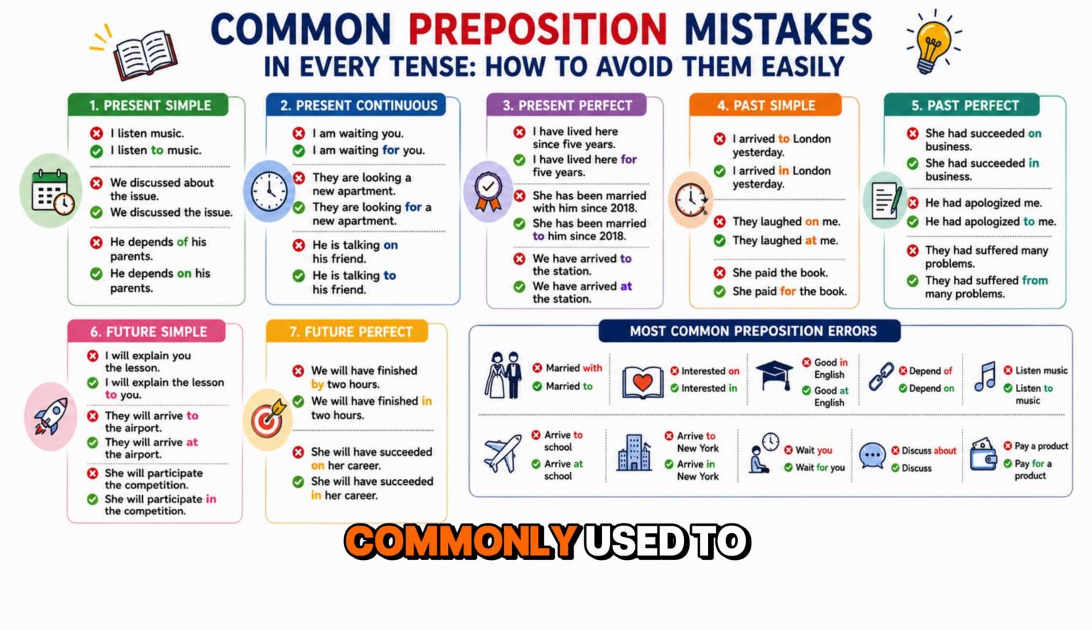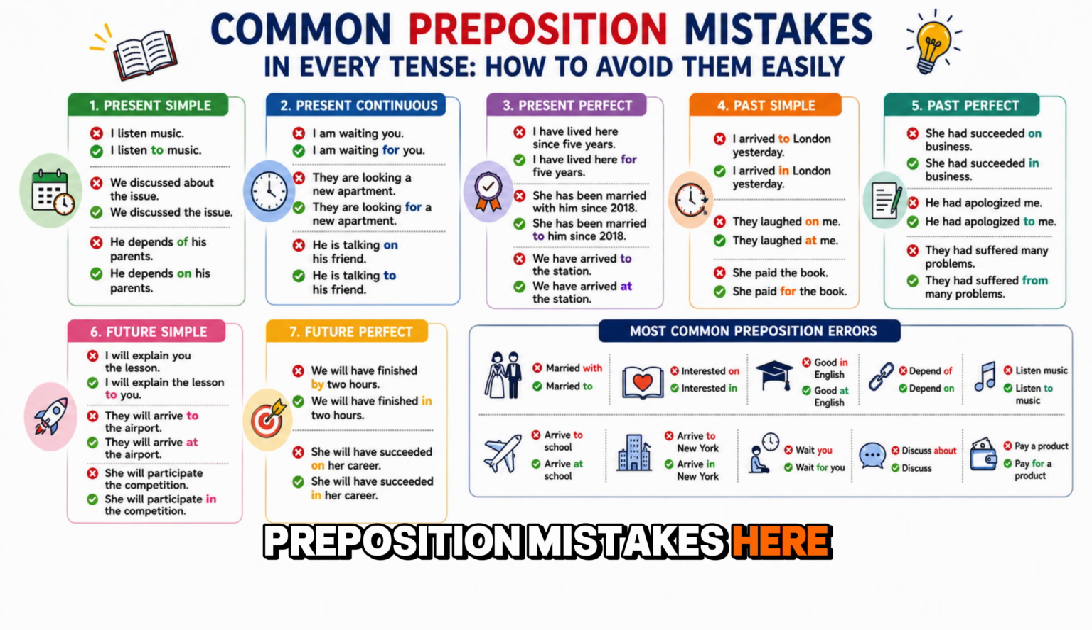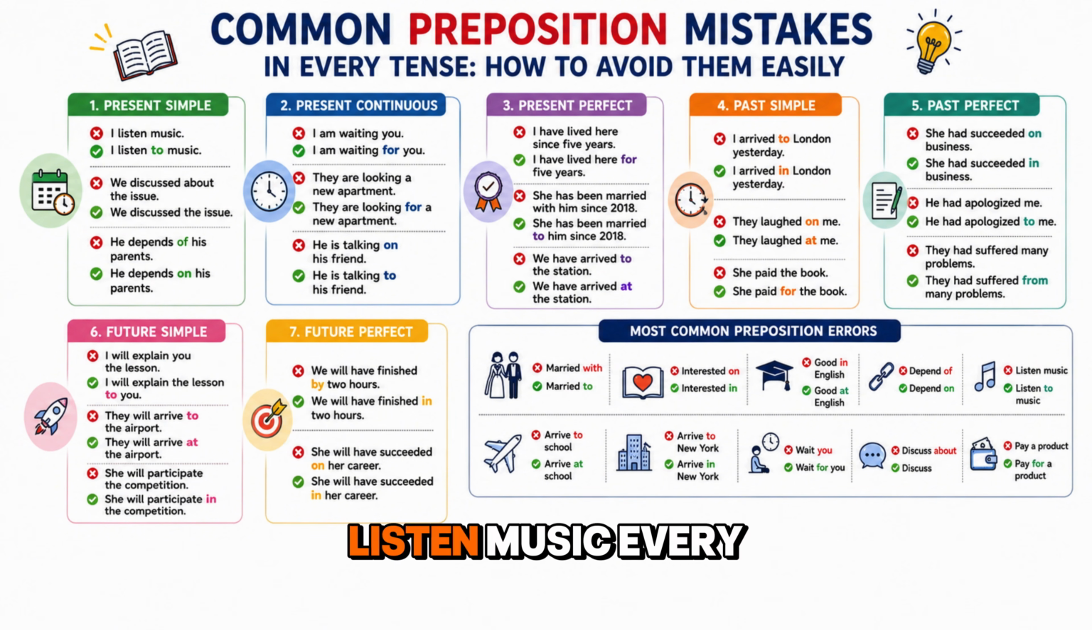This tense is commonly used to talk about habits, routines, facts, and general truths. Even though it seems straightforward, many learners make preposition mistakes here. It is incorrect to say, "I listen music every day." The correct way to say it is, "I listen to music every day." The reason is simple. The verb listen is almost always followed by the preposition to when referring to sounds, music, or people. For example, you can say, "She listens to podcasts every morning." You can also say, "They listen to the teacher carefully."